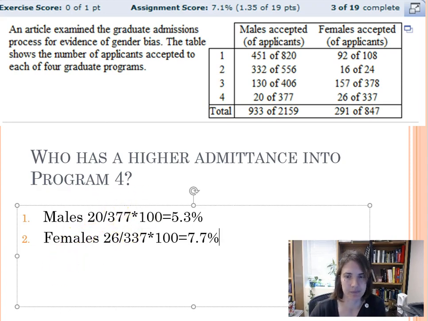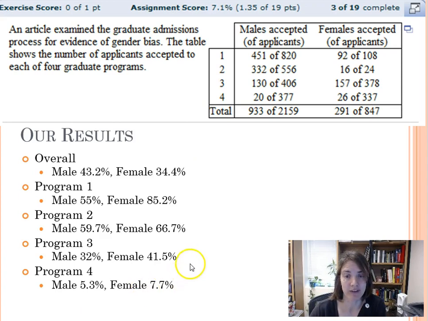So our overall results look like this. When we look at the totals, it looks like men have a higher acceptance rate. But when we compare each program individually, the females actually have a higher acceptance rate. So the question is, which statistics should we focus on? Should we focus on the overall rate, or should we focus on each program individually?